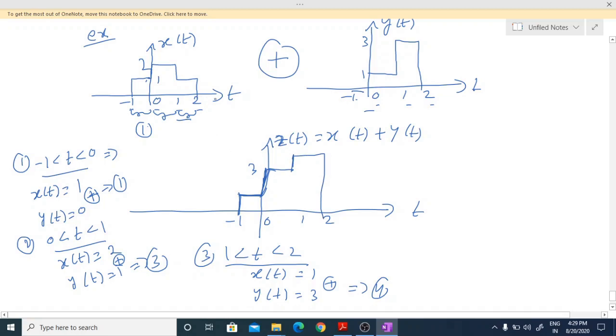Is there any other t value? After 2, x of t does not have any amplitude, and similarly y of t also ends at the 2 position. So I also end the summation of these two signals at the t position 2. The corresponding amplitude is 4. In this fashion, we have to add any two signals based on the regions.